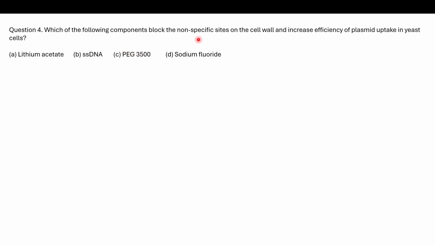Now, which of the following components block the non-specific sites on the cell wall and increase efficiency of plasmid uptake in yeast cells? I was talking about how adding DNA that can be taken up by competent cells is sometimes not so easy in cells of higher organisms. So DNA has to be packaged with something else, or some chemical treatments have to be given, so that only the DNA of our interest is taken up.